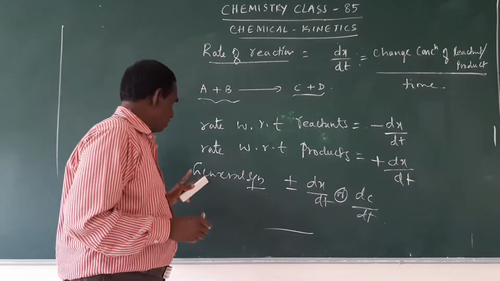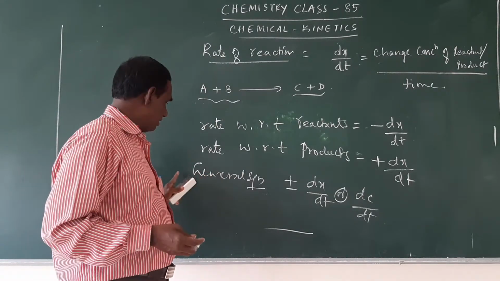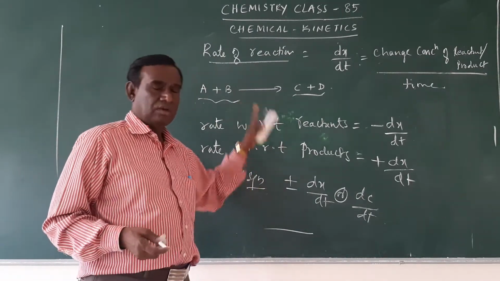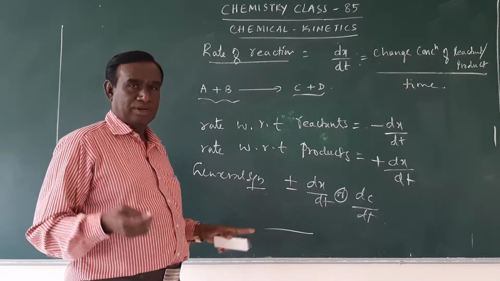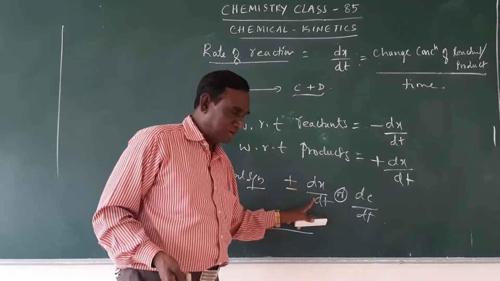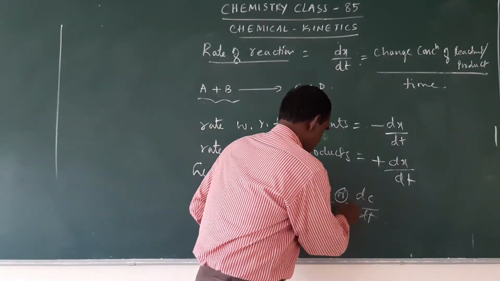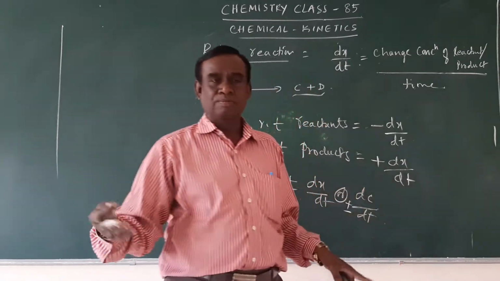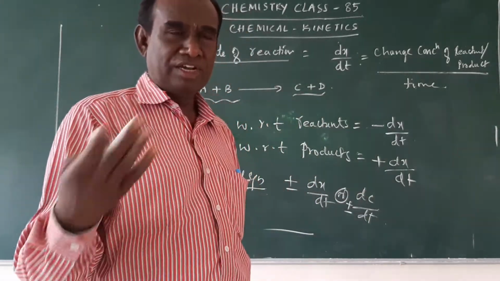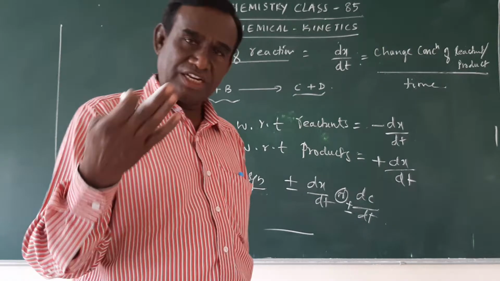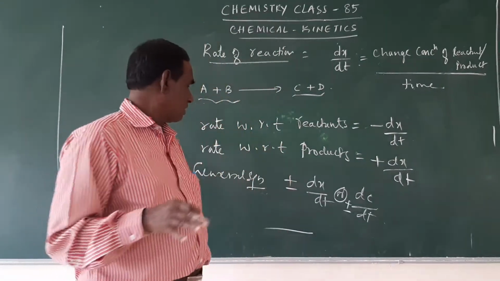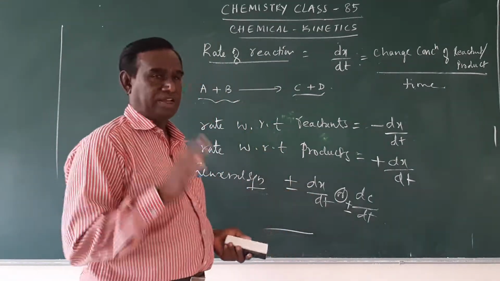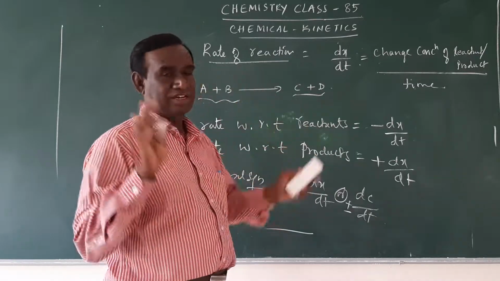So this is the general equation: the rate of a chemical reaction can be represented as plus or minus dx by dt, or plus or minus dc by dt. Both dx and dc indicate the concentration of the reactant as well as the products, and dt is a small interval of time. So this is the rate of a chemical reaction.